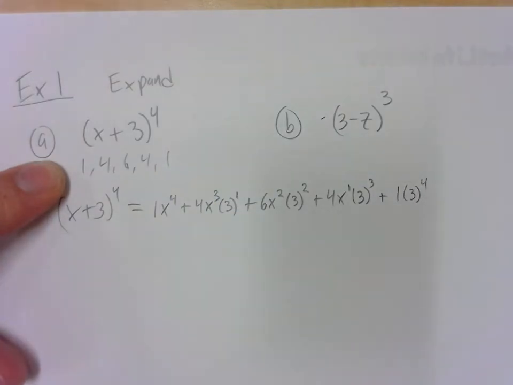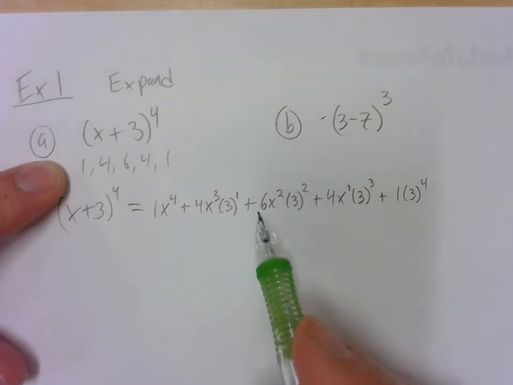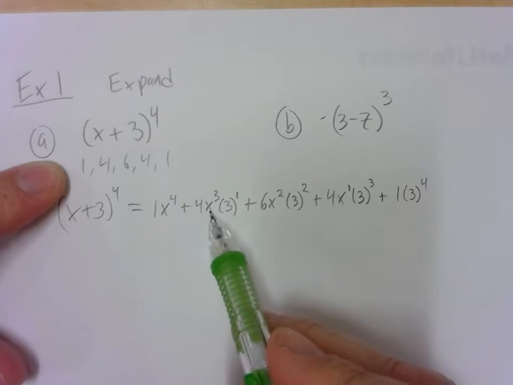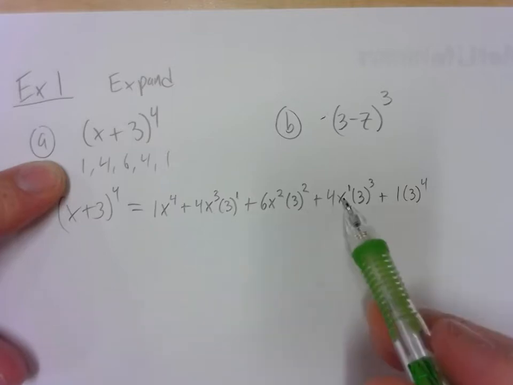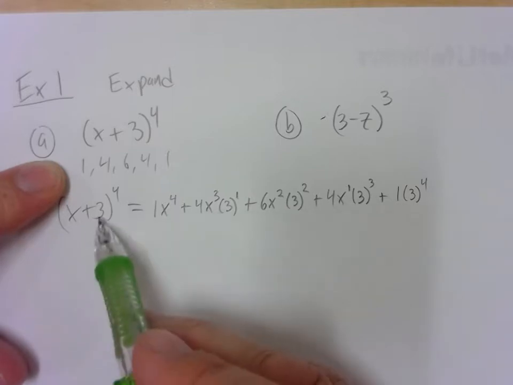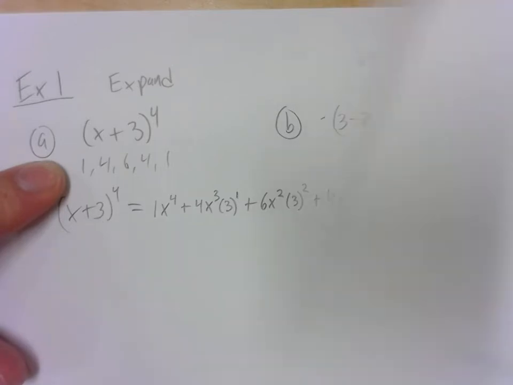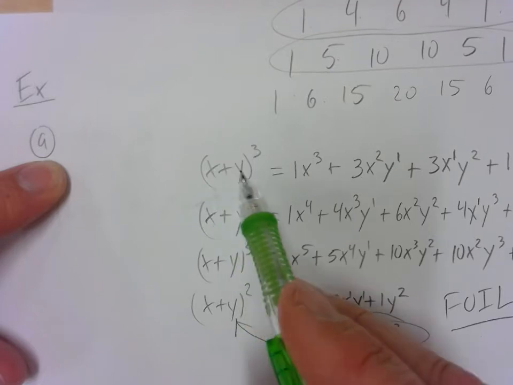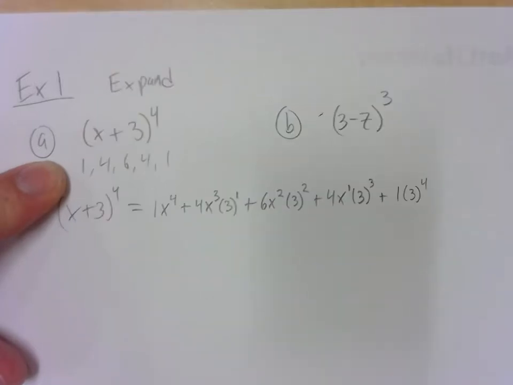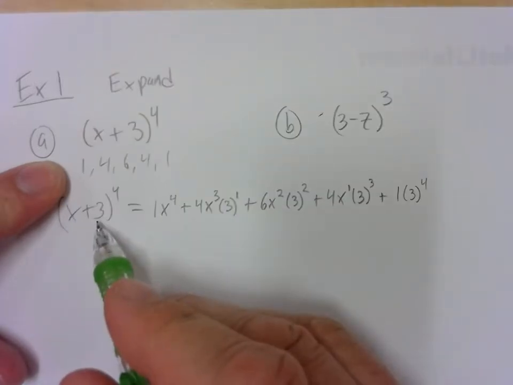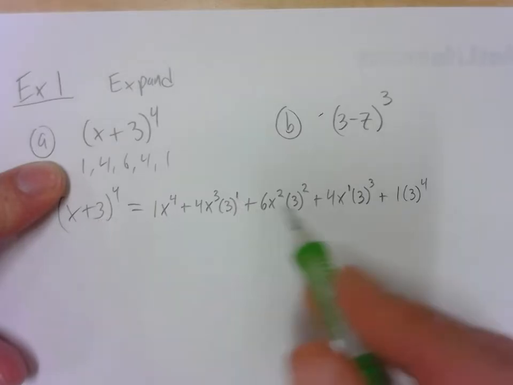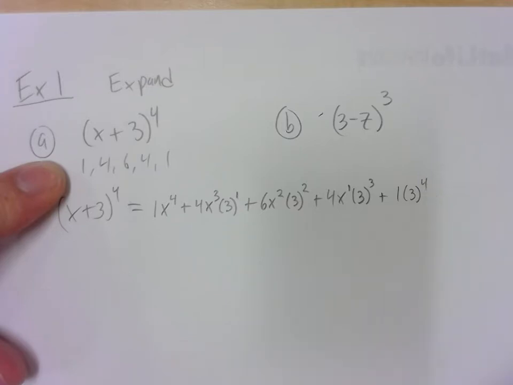All right, so I have the coefficients 1, 4, 6, 4, 1, and x to the fourth, x to the third, x to the second, x, and then no x. And then the second thing: instead of thinking about it as x and y, think about it as the first thing and the second thing. The first thing is x, the second thing is 3. So it's no 3, 3 to the first, 3 to the second, 3 to the third, 3 to the fourth. The difference is 3 is a number instead of just the variable y.